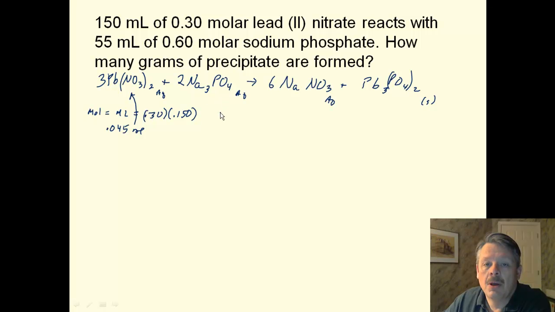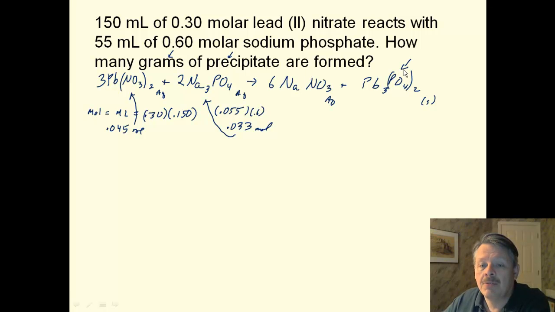Let's try my other one, which is 0.055, which is my liters, and it's 0.6. I'm multiplying it by, and so this one is going to be 0.033 moles. Now, clearly that doesn't tell me which one is limiting, because I still have to go through all my stoichiometry piece. Alright, so one thing I do have to figure out is how many grams of precipitate are formed.